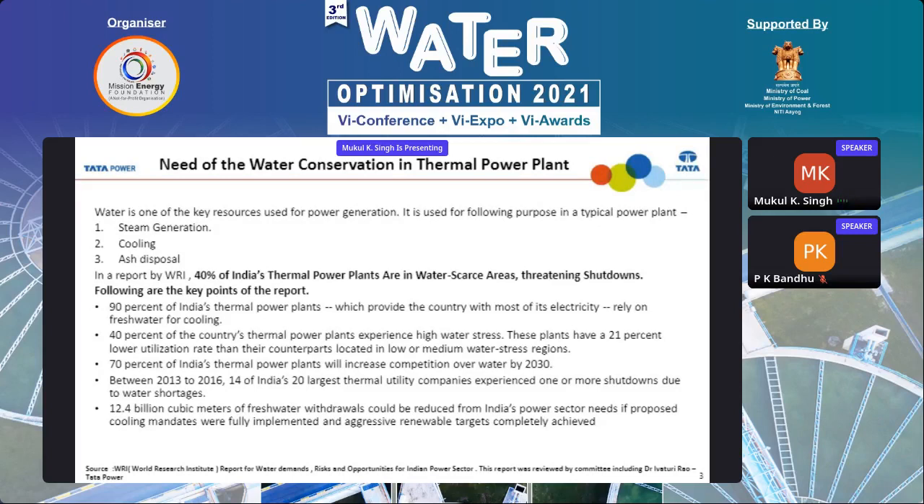There was a study by World Resources Institute, a Washington-based institute, and there are some interesting facts regarding the water used in thermal power plants. As we know that water is used in thermal power plants for steam generation, cooling, and ash disposal. These are the major areas of use. And 40% of India's thermal power plants are in water scarce areas, threatening shutdowns. One more thing, 90% of India's thermal power plants, which provide the country most of its electricity, rely on fresh water for cooling. 40% to 70% of Indian thermal plants will face increased competition for water by 2030. These are the findings of the study done by World Resources Institute some years ago.